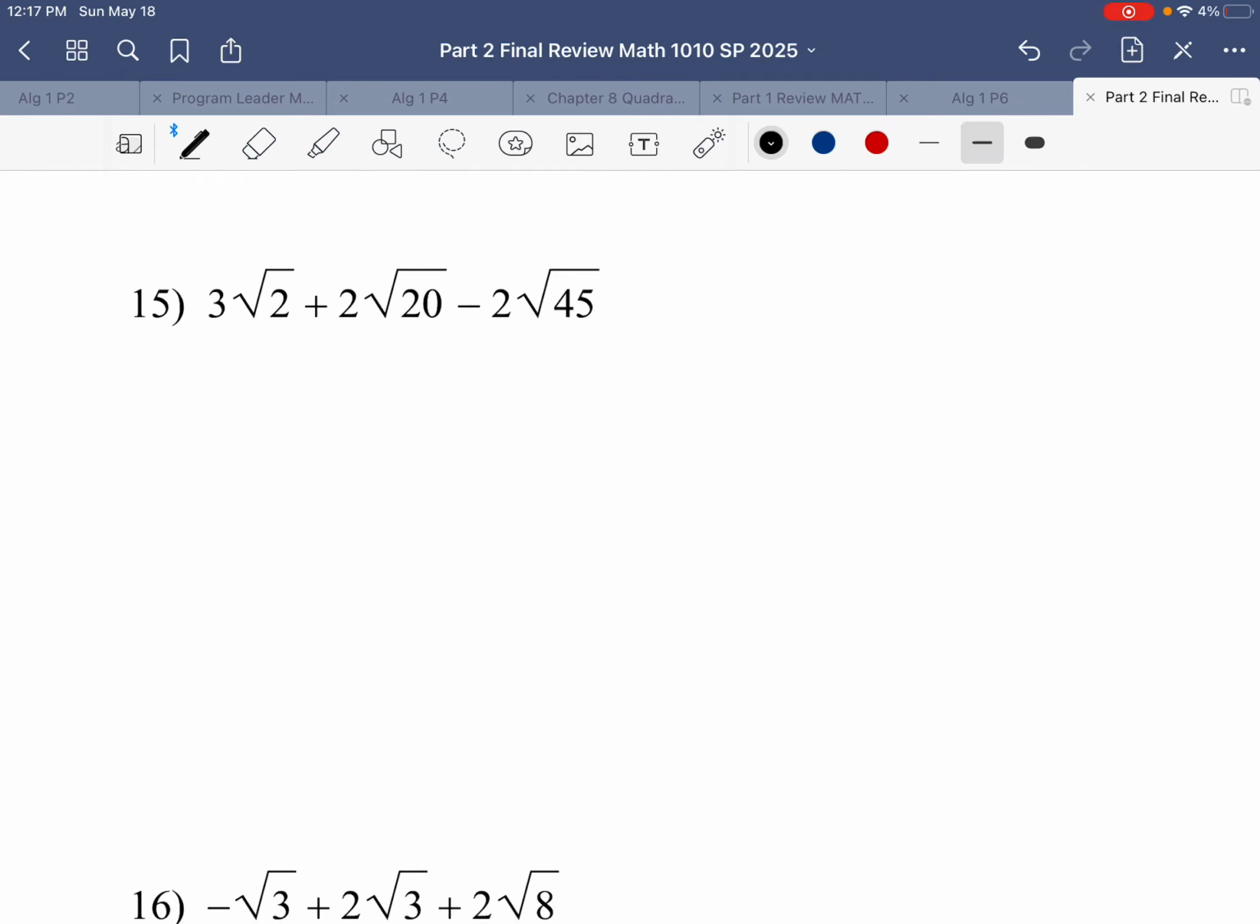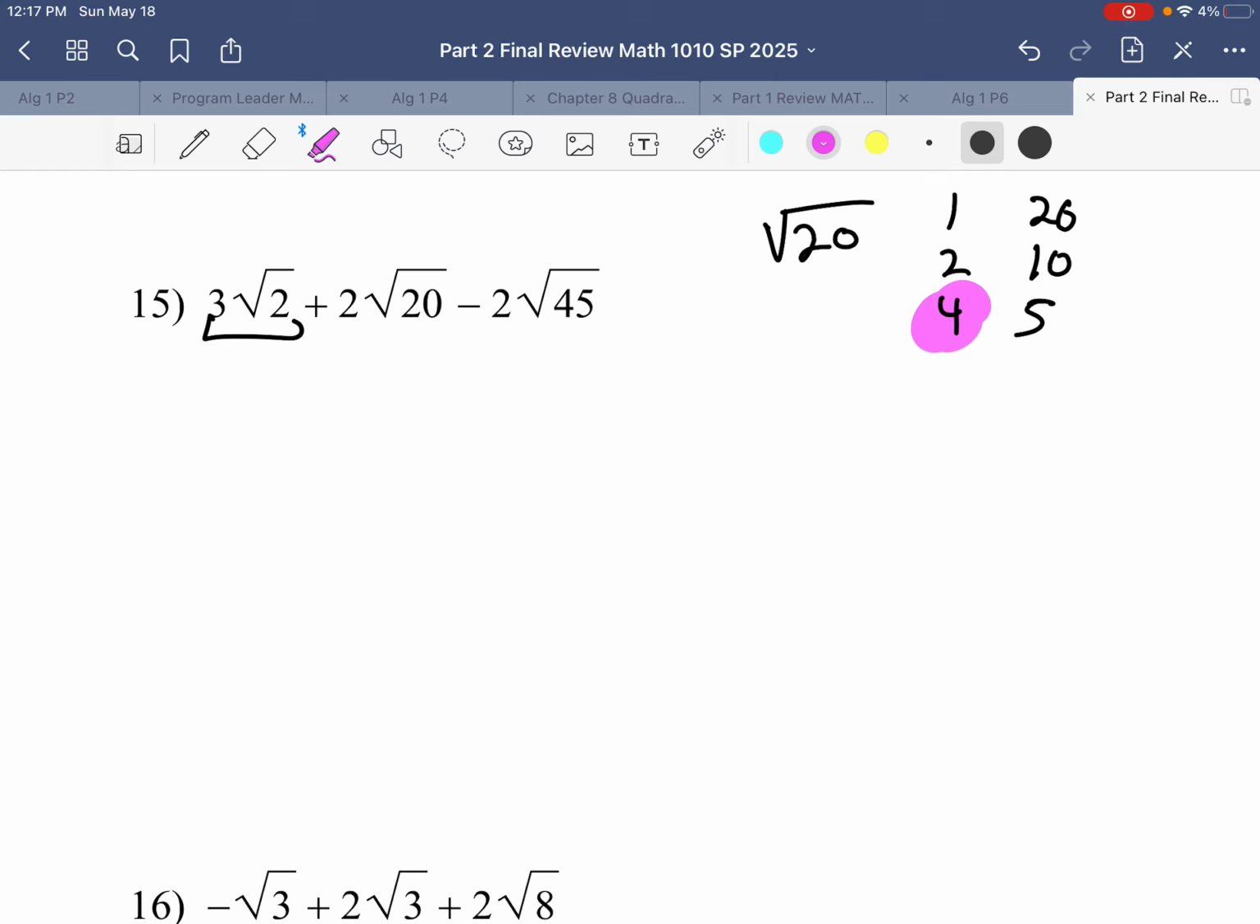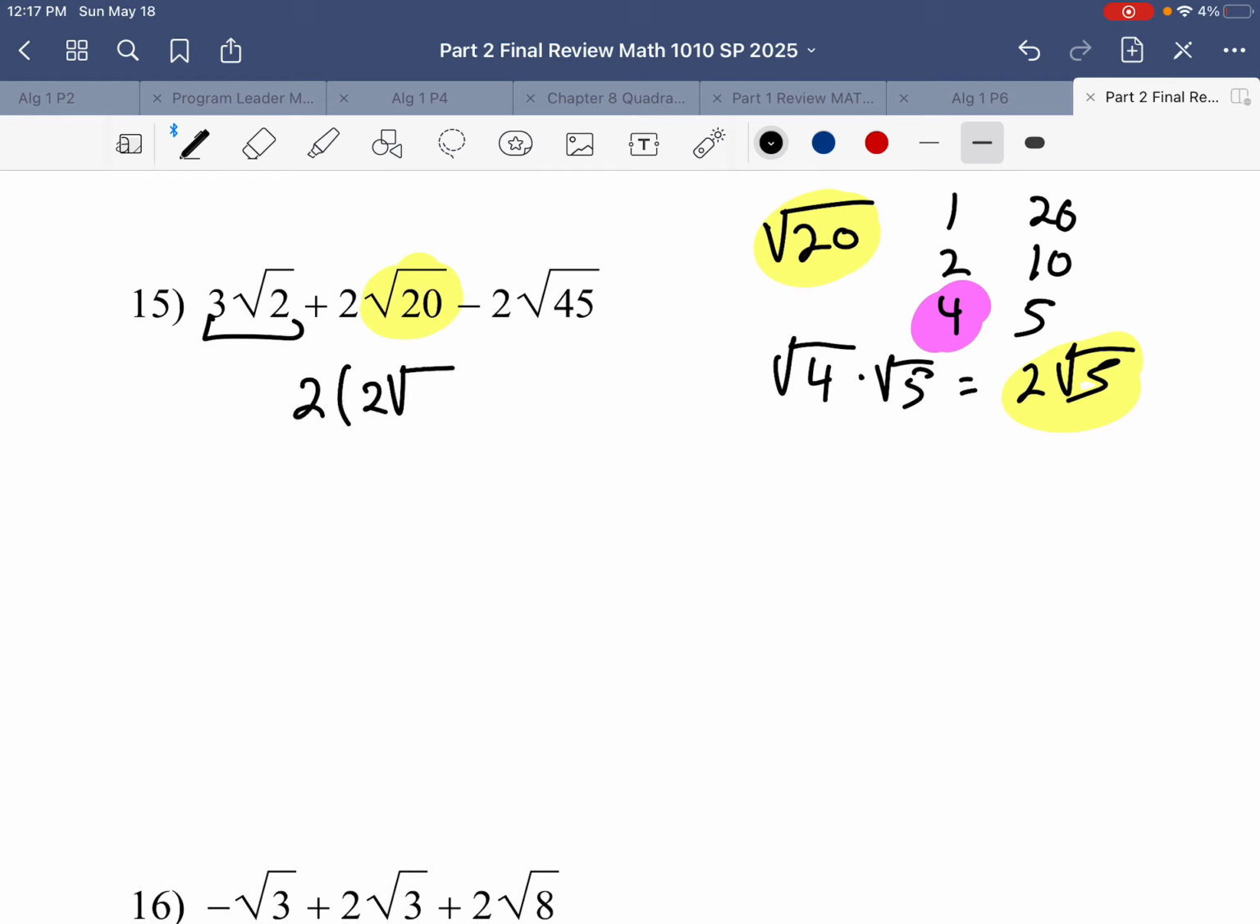So in number 15, I can't simplify the square root of 2 anymore. I can rewrite the square root of 20. If you're looking at the math that I'm doing here and not sure how I arrive at it, we're looking for factors that are perfect squares. I see the 4 here, so I can rewrite this like the square root of 4 times the square root of 5, or 2 square root 5. Now the square root of 20 is equal to 2 square root 5. So I'm still multiplying 2 times 2 square root 5. So 3 square root 2 plus 2 times 2 square root 5.